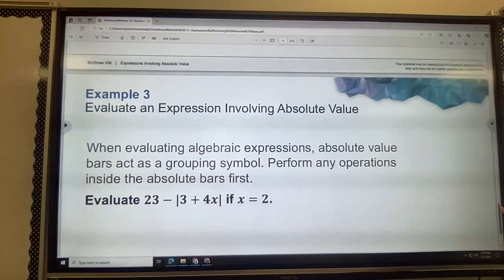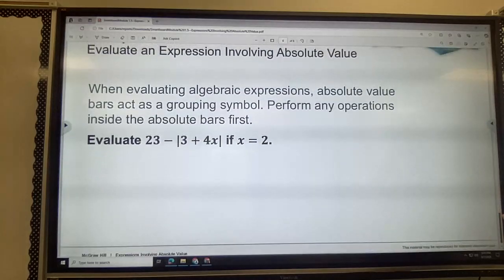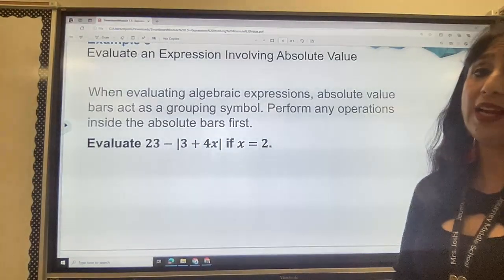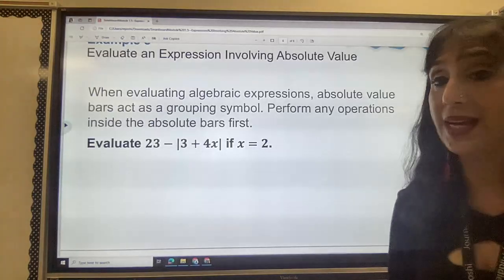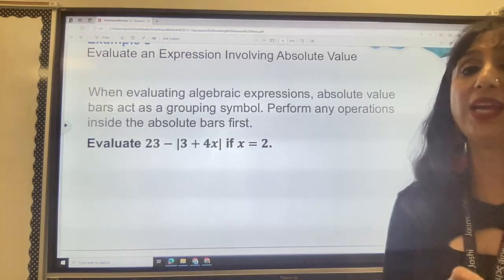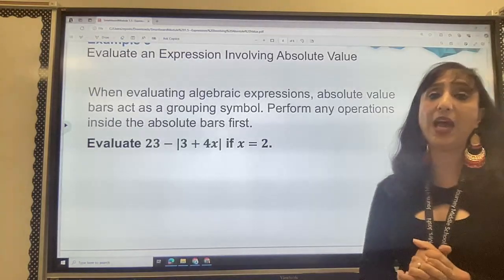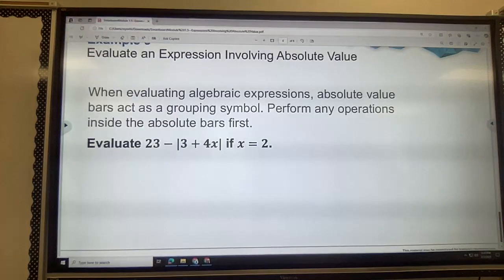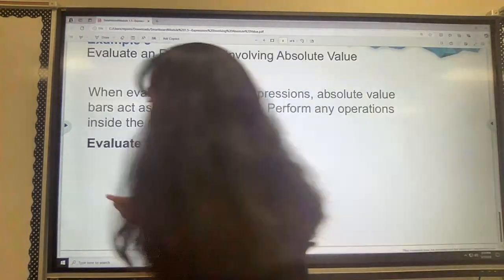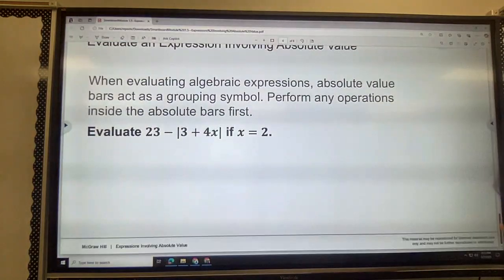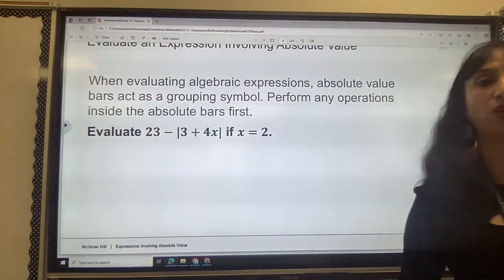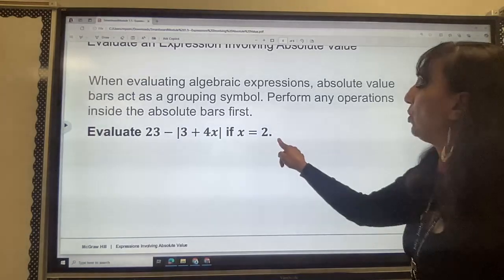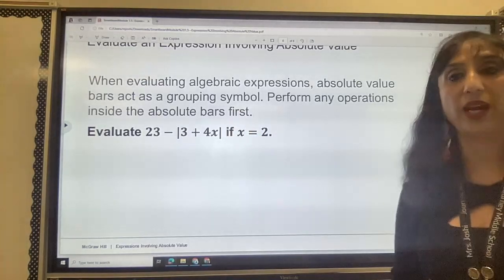Let's look at this one. When evaluating algebraic expressions, absolute value bars act as a grouping symbol. So you're going to perform any operations inside the absolute value bars first. So if I look at this one, I am going to pull this down a little bit. There we go. And we are now going to evaluate this. We have been given that x is equal to 2, so I'm going to substitute that value there.